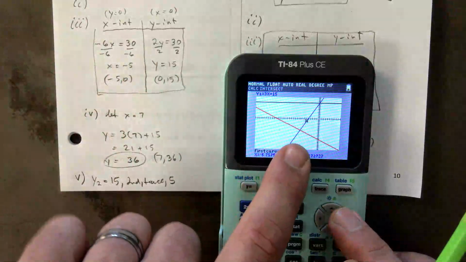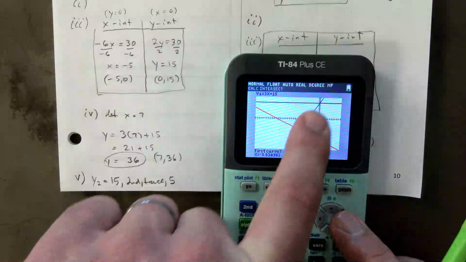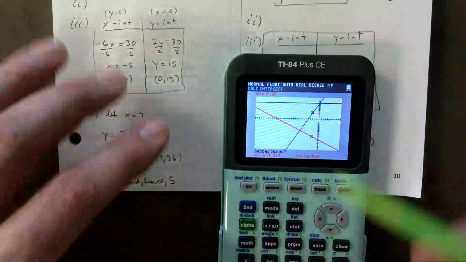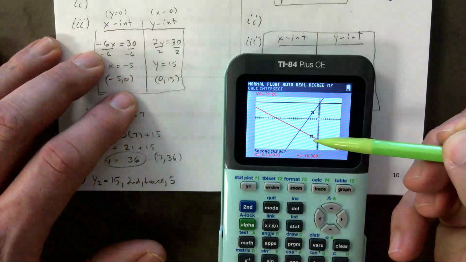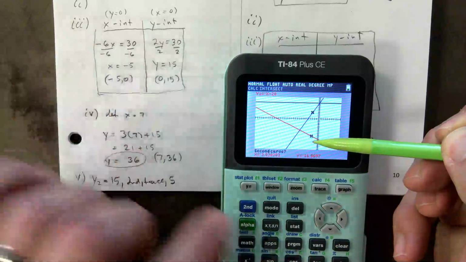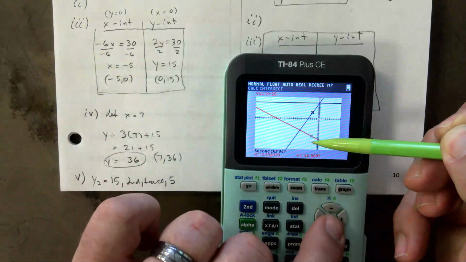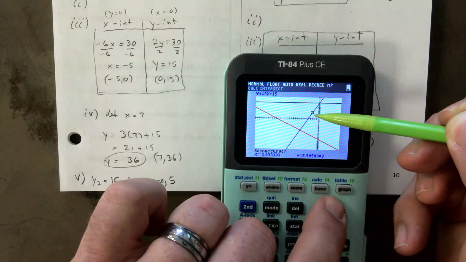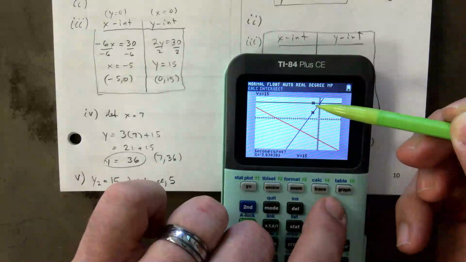So you are on the blue one, right? That's the one you want to pick, so you hit enter. And now it automatically takes you to the red line. We don't want that one. So you use the up and down arrows. I'm going to go arrow up. Gets you to the blue line. Arrow up one more time. Gets you to the black line.